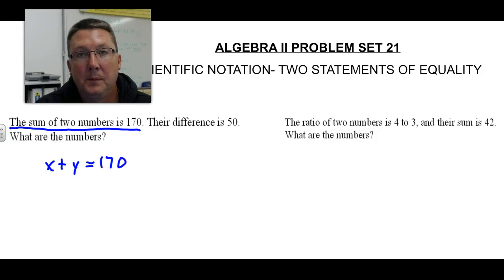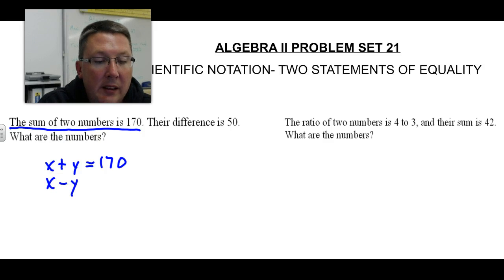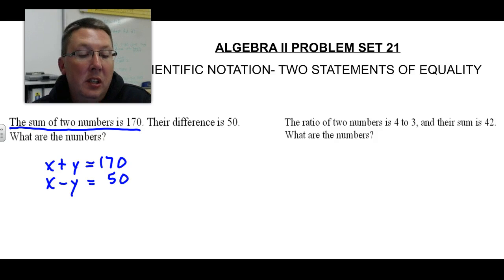So there's one statement. Okay, the second statement says their difference is 50. Difference is subtraction. So I'm going to take the same two numbers, x and y, but this time I subtract them, and my answer is 50. So now we should recognize this as a system of equations, and we're going to find x and y.